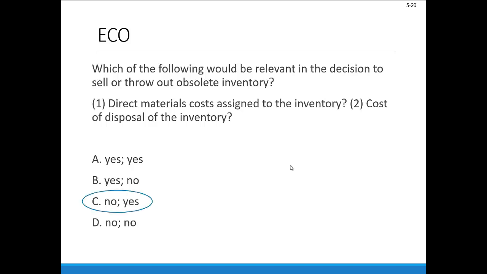So the answer there is C. The direct materials costs assigned to the inventory are not relevant in this decision to sell or throw out the inventory. Point being, they are sunk costs. Right? They've already been incurred to produce this stuff. Now our decision is something moving forward. Are we going to try to sell it for some reduced price maybe? Or do we have to pitch it, maybe even have to pay to throw it away, some disposal cost? So that's what number 2 was, the cost of disposal of the inventory. Because we would incur that to throw out the inventory, but wouldn't if we were selling it presumably, that is relevant in this decision to sell it or pitch it.